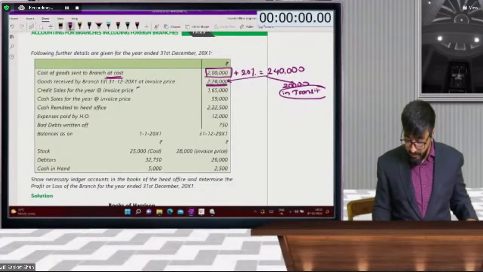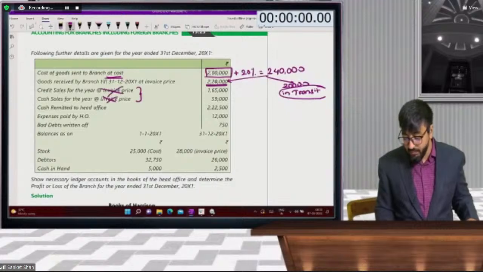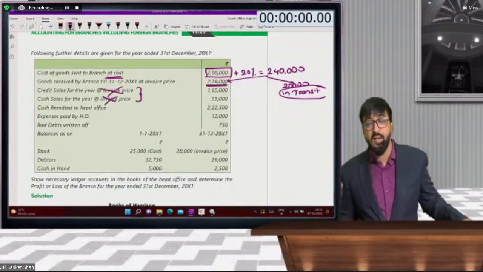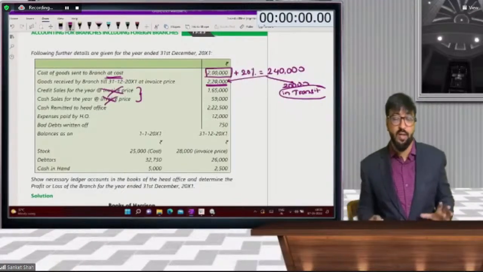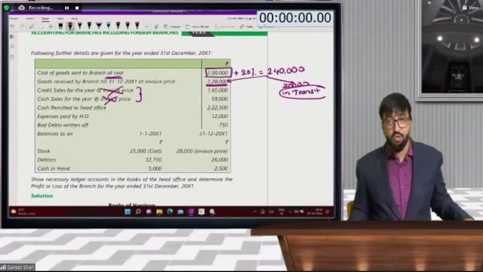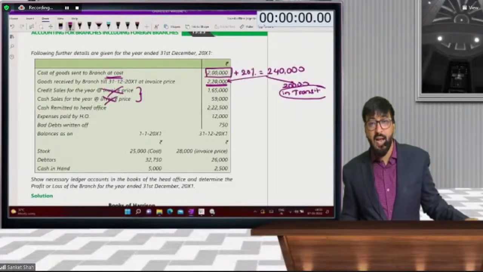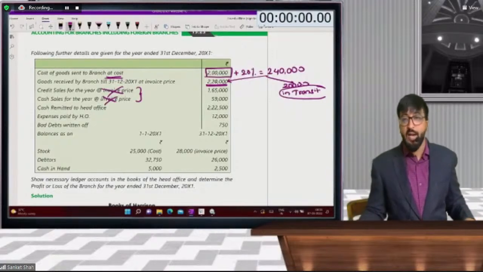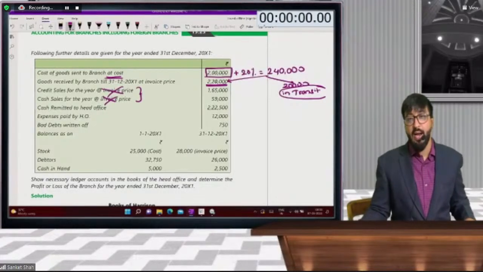Credit sales for the year and cash sales. Now, this "at invoice price" is only to confuse you. It's nothing like the invoice price is important over here. So this word invoice price is to confuse you. Then cash remitted to head office, expenses paid by HO, and bad debts written off.